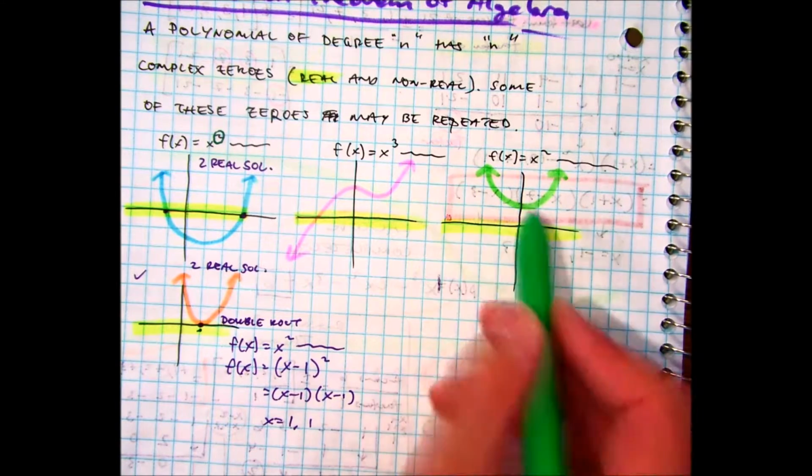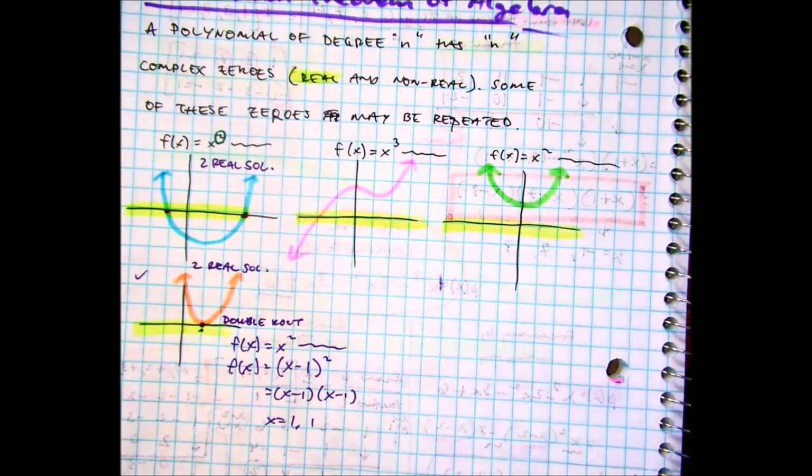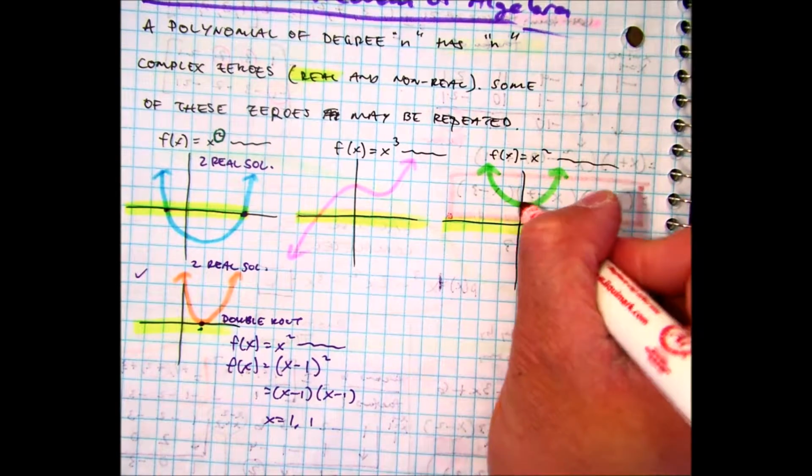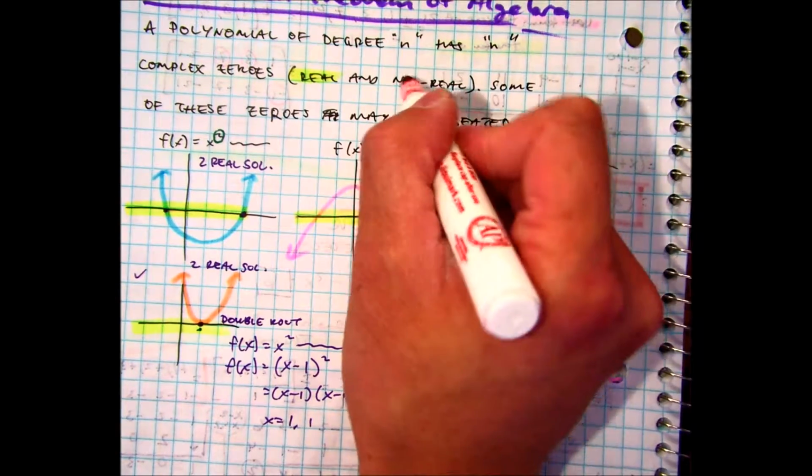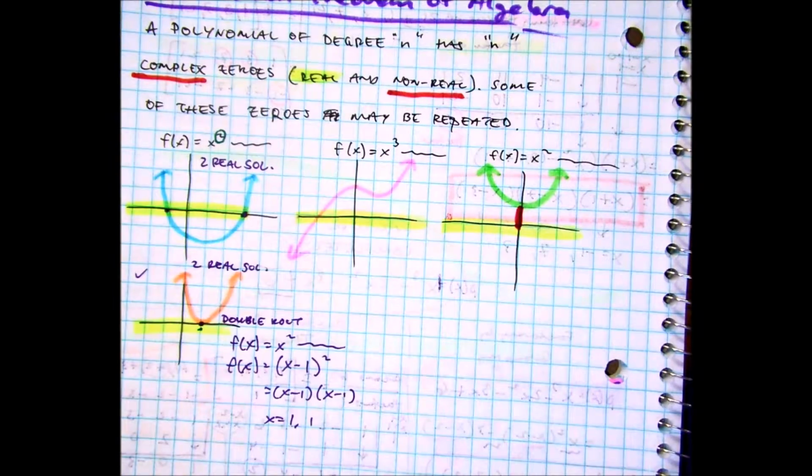Max 2. But look at this one over here. Class, does this one cross the x-axis? No. So what color did I not use? What color do I have that I haven't used? I have a highlighter. Alright. So this distance off the x-axis, that is called a non-real solution, or a complex.